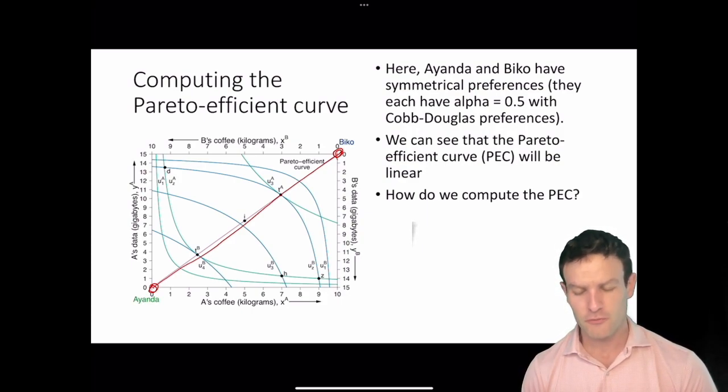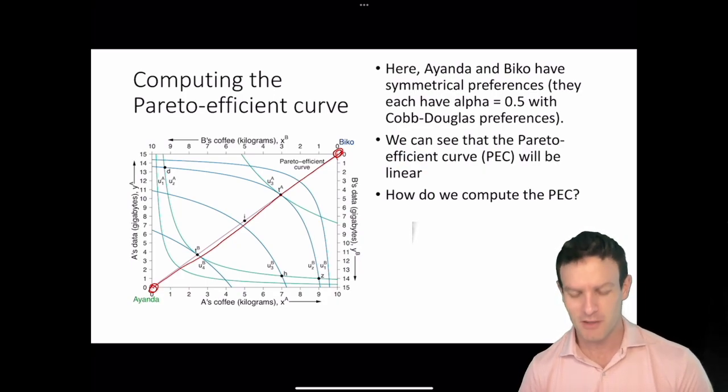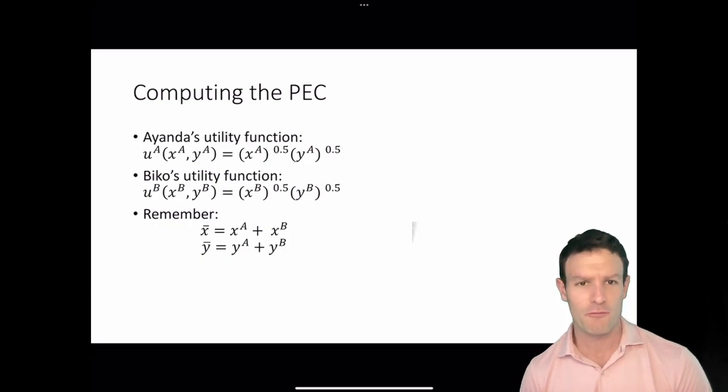So we can see that the Pareto-efficient curve is going to be linear, and so we have to think, how do we find this thing? How do we find this equation? So let's start with their preferences.